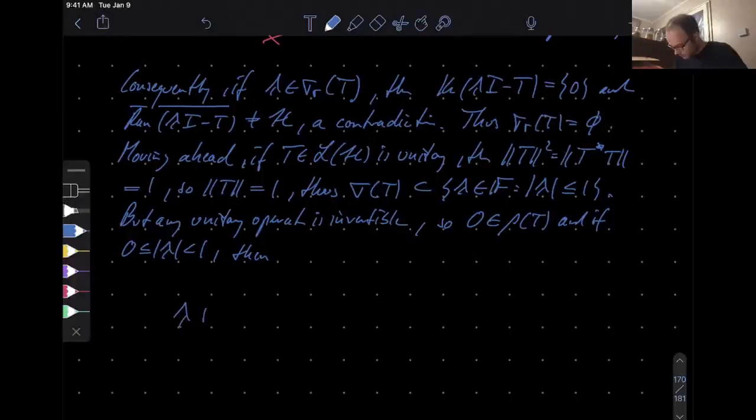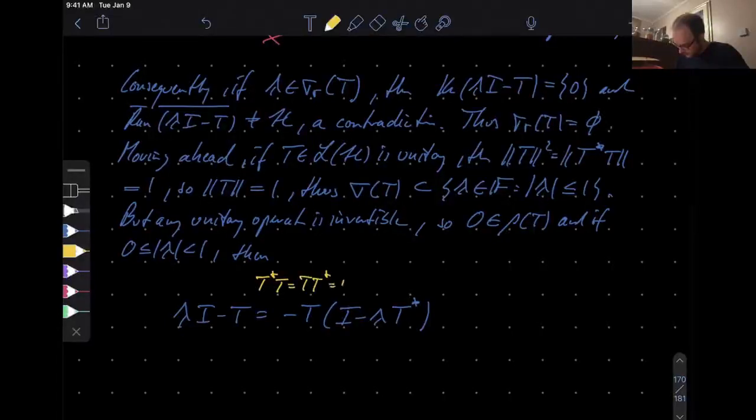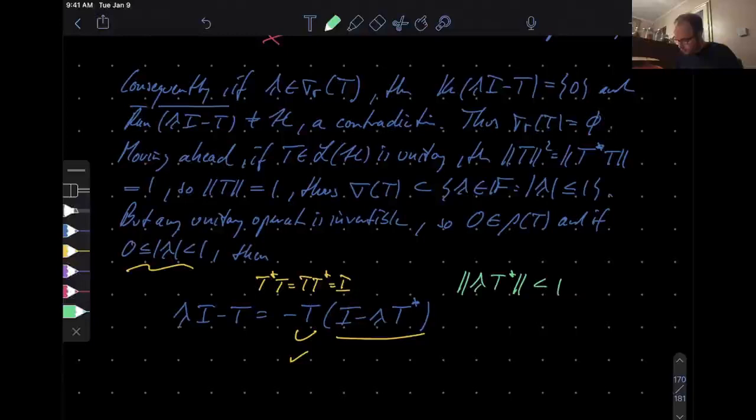here's a little trick. Lambda I minus T you write as minus T times (I minus lambda T star). This is valid because T star T is equal to the identity. Okay, now this guy here on the left is invertible, that we already discussed. And now why is this one invertible for all lambda in here? Well, because of the Neumann series, right? So Neumann series is if you have this here less than 1.